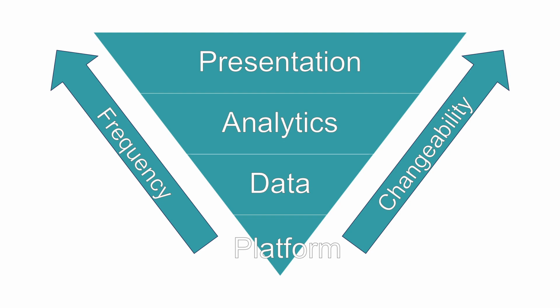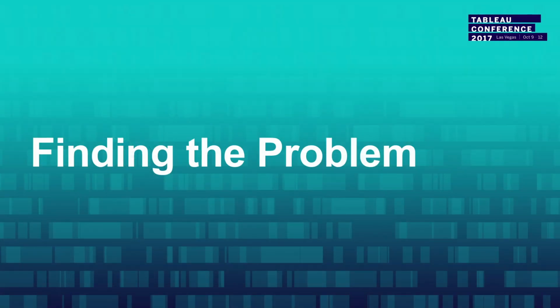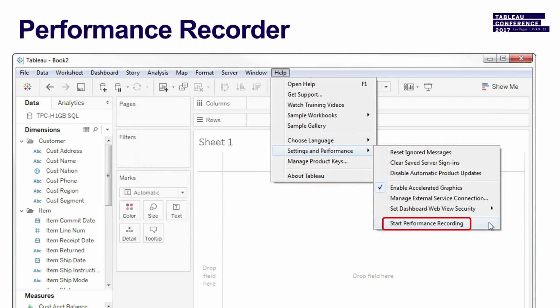So we're going to work through this model here. Finding the problem is the first thing that we need to do. And there are a number of tools that I want you to be aware of as we go through here. How many people here have used the performance recorder? Okay, so that's about 20–25% of the audience. This is the first and most important tool that you'll need to learn.